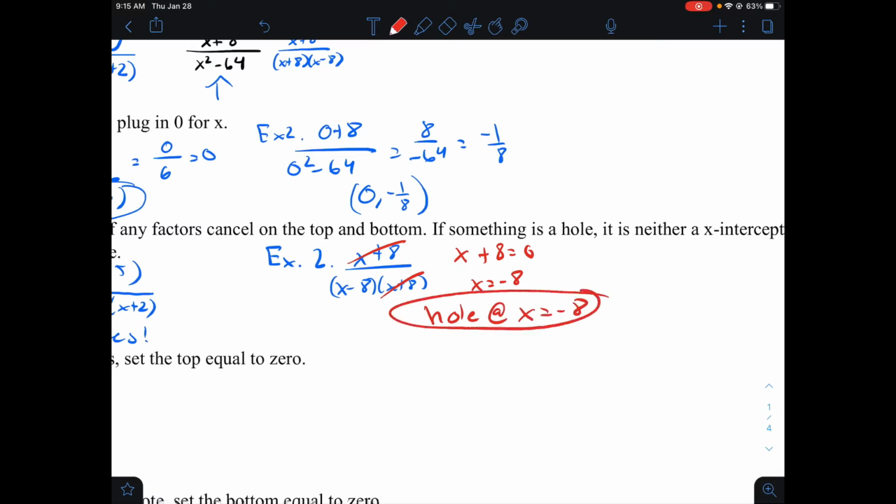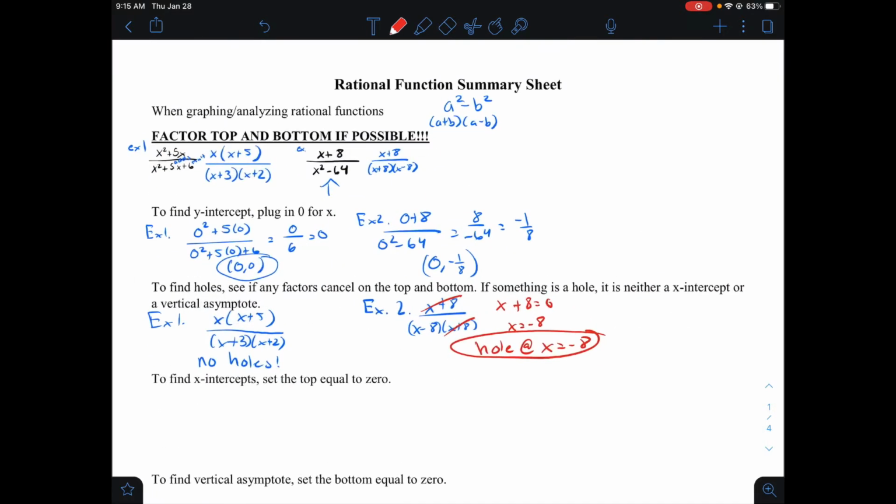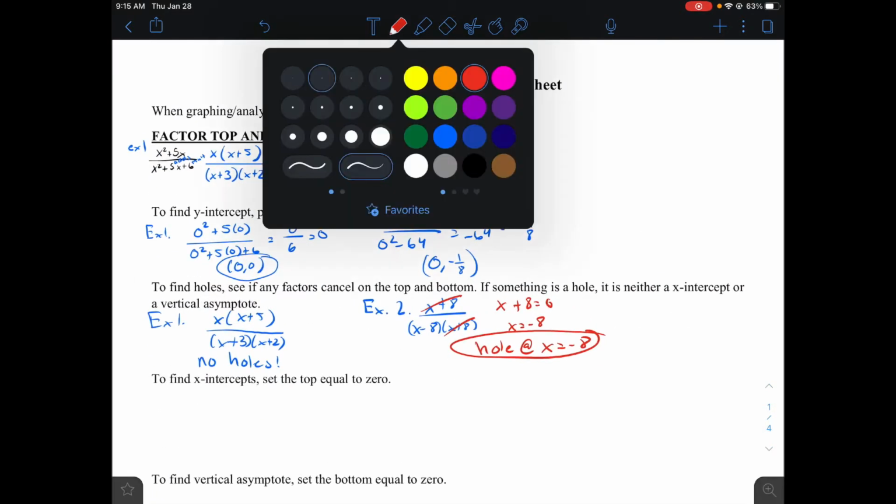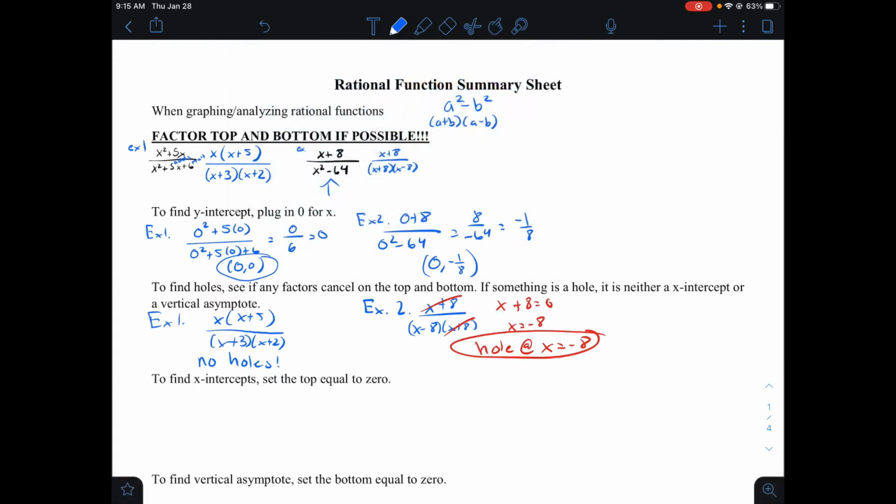So you may not always have a hole, but you might. If your factors cancel on the top and the bottom, you've got yourself a hole. Right, next one. It says to find the x-intercepts, set the top equal to 0. And one thing I want to point out is that if something is a hole, it is neither an x-intercept or a vertical asymptote.